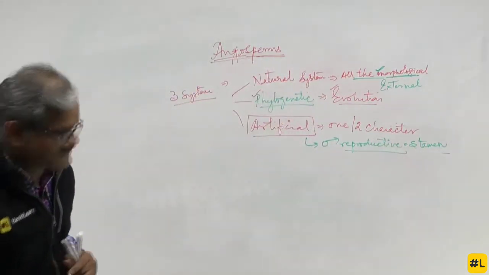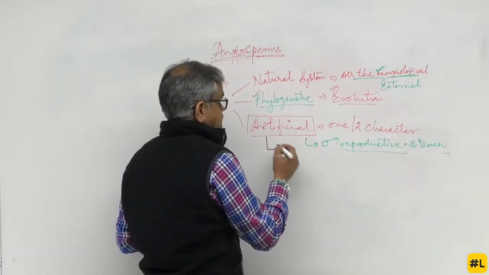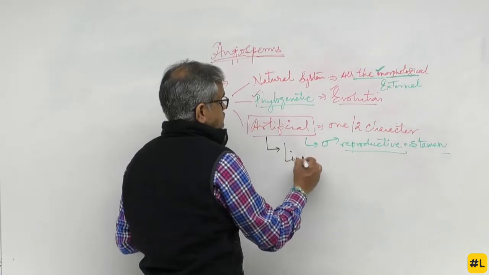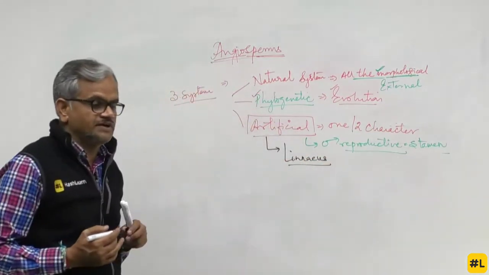And when I say this, please do understand, the artificial system of classification was first given by Linnaeus. Linnaeus is the propounder of the artificial system of classification.